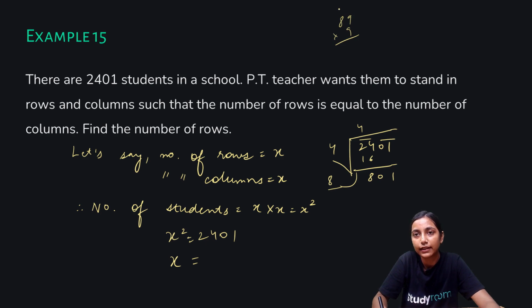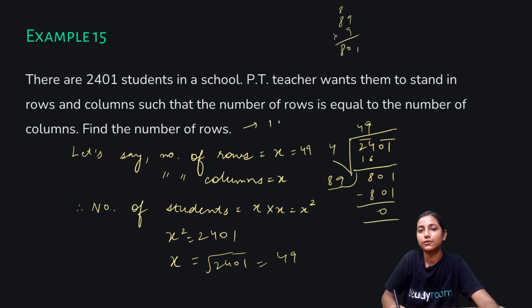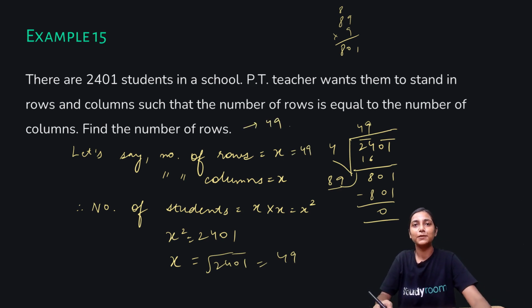Estimating 89 with 9. 9 9s are 81, 9 8s are 72, and we're getting 801. Yes, it will be 9. 9, 801. The remainder is 0. Therefore, what is x here? The square root of 2401, through this method of long division, comes to be 49. Therefore, x, that is the number of rows, equals 49. The answer for this is 49 rows, 49 columns.